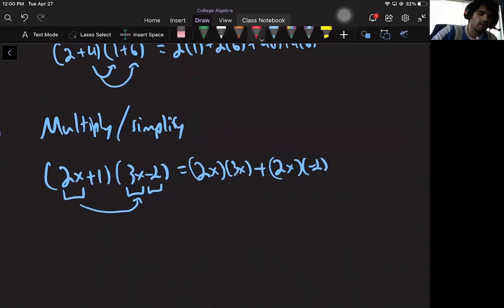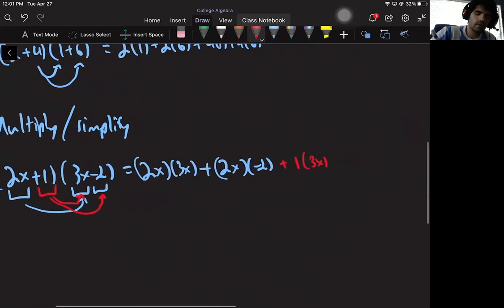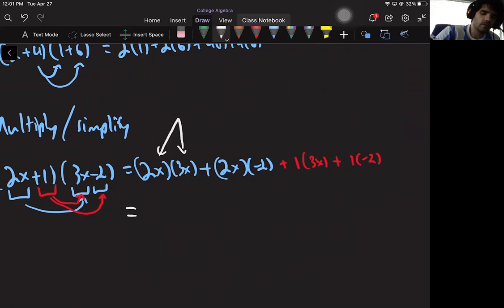And then similarly, the 1 gets multiplied to each one as well. So plus 1 times 3x plus 1 times negative 2. And now we simplify. So the first thing to recognize is, what do we do here? So what's 2x times 3x?